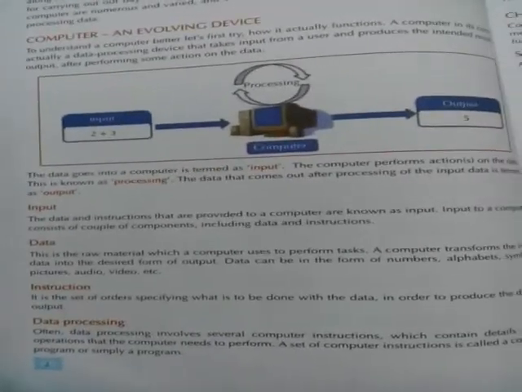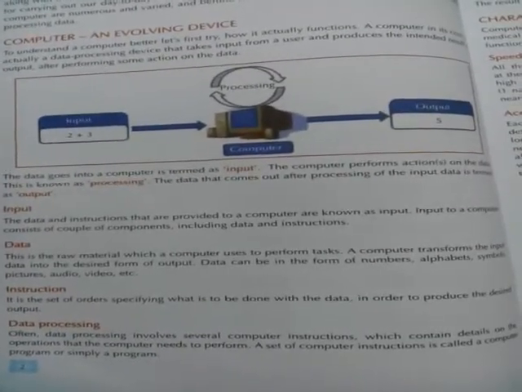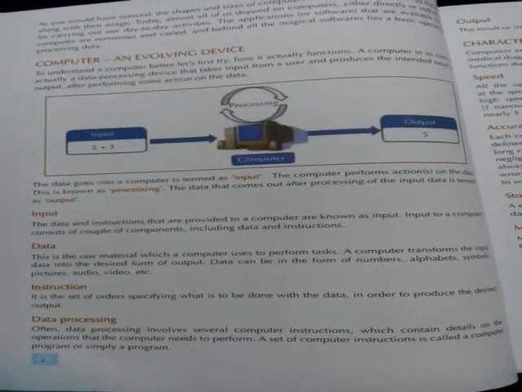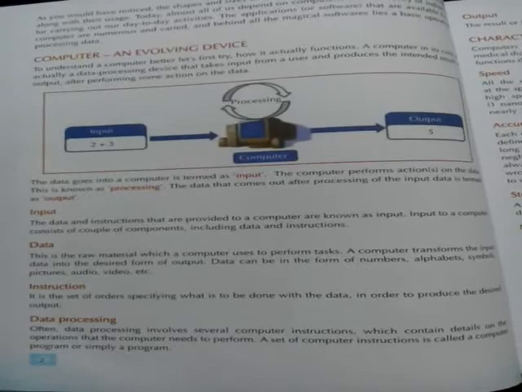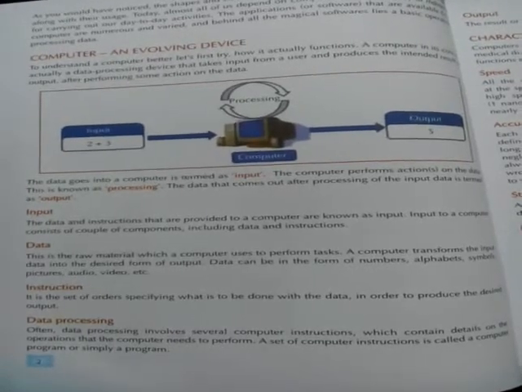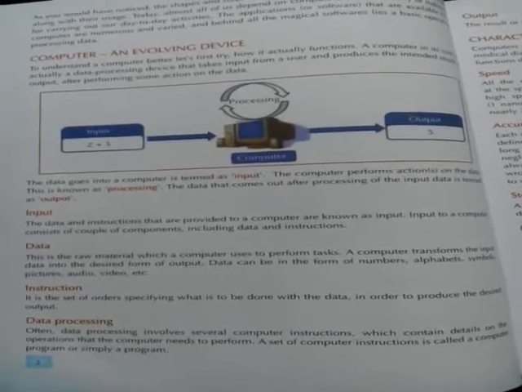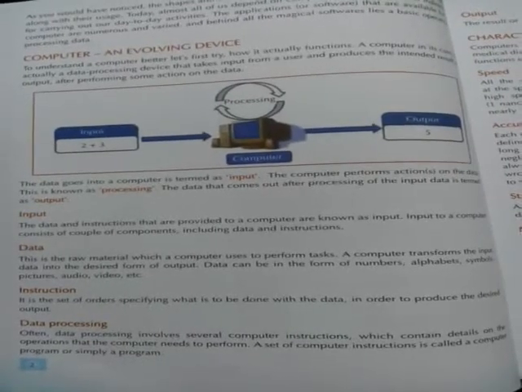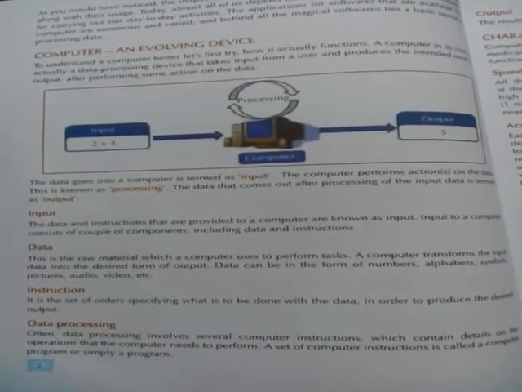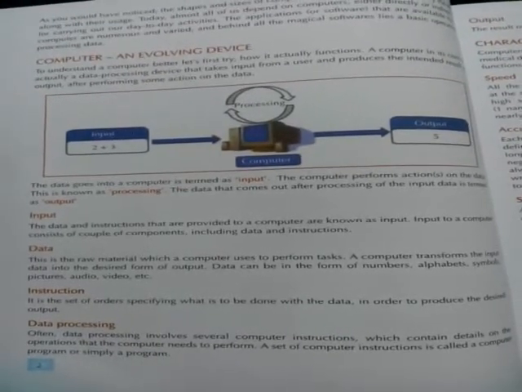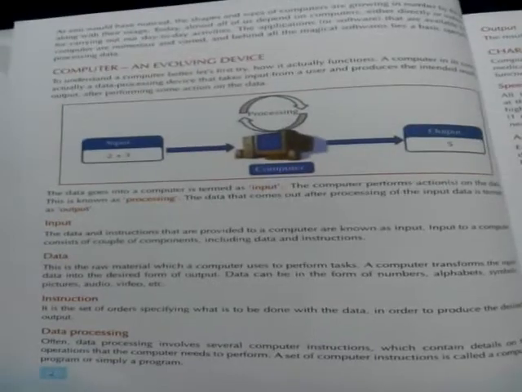Next, data processing. Data processing involves several computer instructions, which detail all the operations that have to be performed and how many operands are used within the calculation. A set of computer instructions is called a computer program or simply a program.